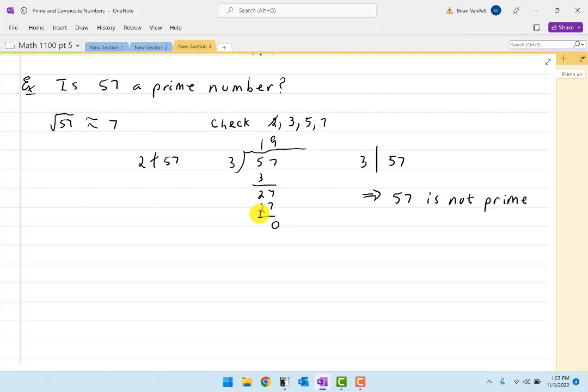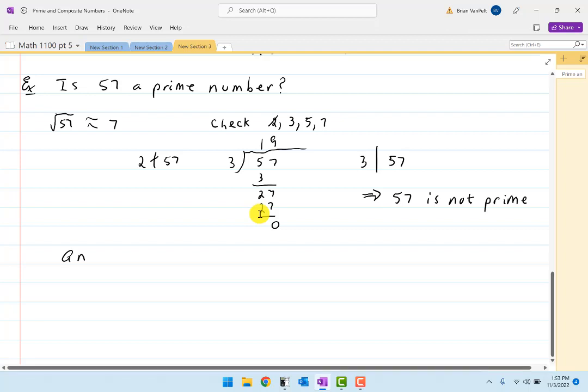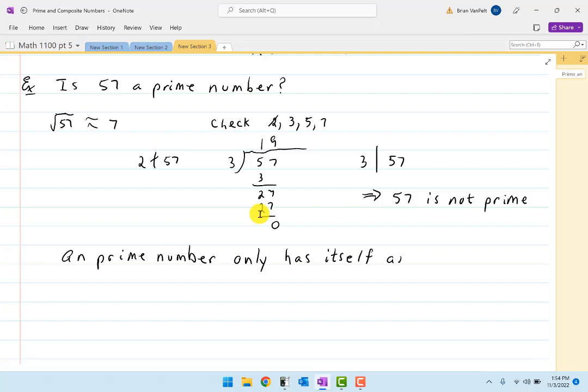So one thing about prime numbers: any prime number only has itself and 1 as divisors.